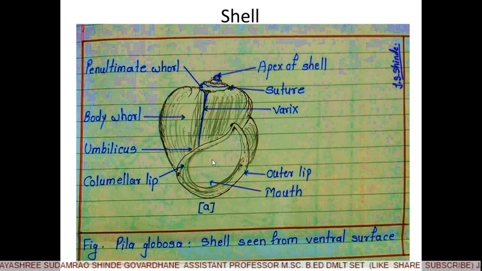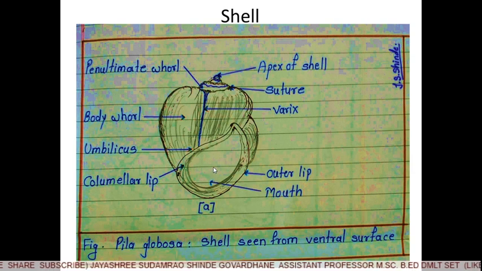From inside the whole body present, पूर्ण बॉडी जी असते त्याची मस्क्युलेचर असतं, मस्क्युलर मास असतं. ते पायलाची बॉडी या बॉडी whorl मध्ये प्रेझेंट असते. हे सगळ्यात मोठं असतं म्हणून याला काय म्हणतात? बॉडी whorl. This is umbilicus. Columellar lip. This is columellar lip. This is outer lip. This is mouth. What is mouth? See, body whorls open out by large aperture or hole known as mouth.